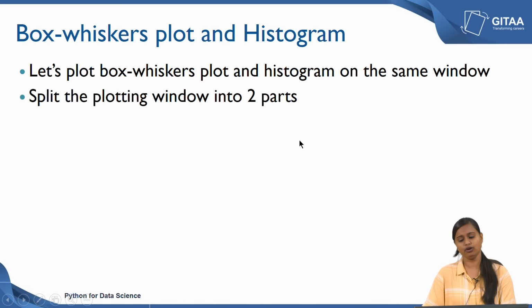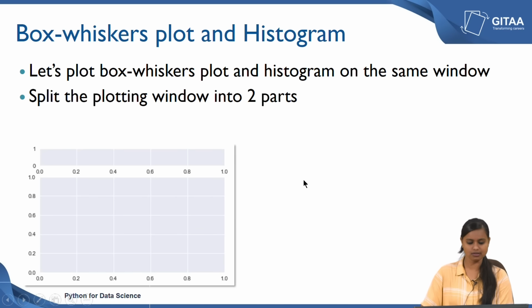In order to do that, we have to first split the window into two parts. What do we mean by splitting the window into two parts? This is what we mean. This is a single window, and I have just split the window into two, so that I can plot two plots in the same window. It will be easier for me to interpret from the two plots instead of creating different plots for the same variable. I can do that in the same window itself.